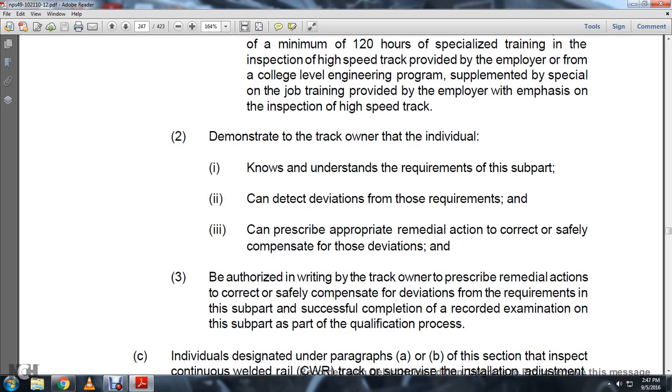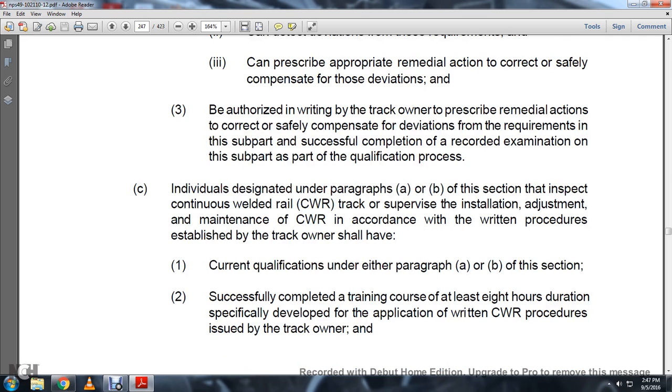2. Can detect deviations of the requirements. 3. Can prescribe appropriate remedial action to correct and safely compensate for those deviations. 3. Be authorized in writing by the track owner to prescribe the remedial action to correct and safely compensate for a deviation from the requirements of the subpart. The successful completion of the recorded examination on the subpart is part of the qualification process.